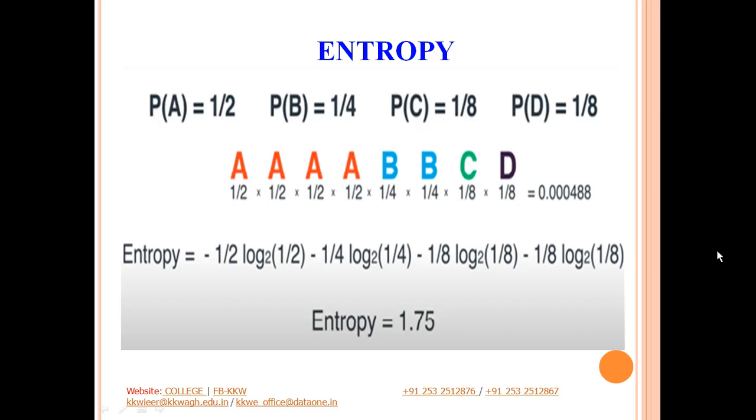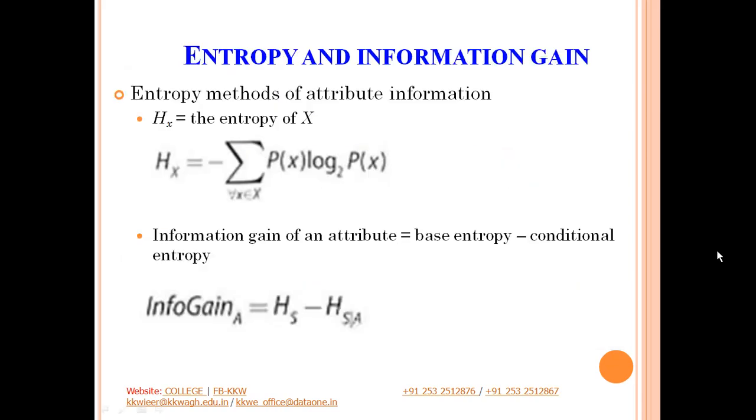Okay, so now we will see the general formula for calculating the entropy. If you say H(X) is the entropy, it is nothing but minus summation of P(x) into log of P(x). Now we have another measure, that is information gain of an attribute. So what is this information gain? It is nothing but base entropy minus conditional entropy.